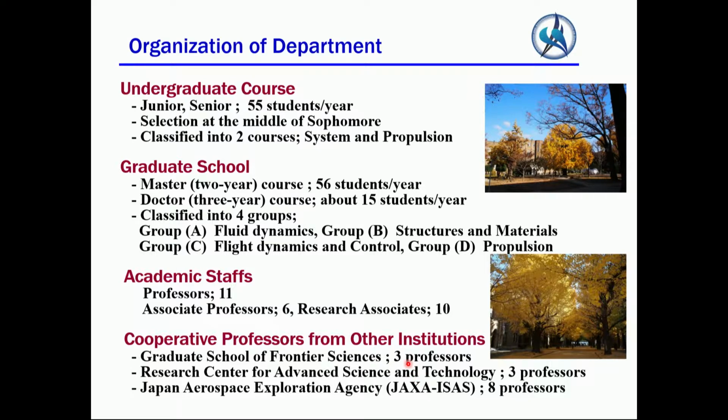So for me, I have two or three master students per year. And my associate professor also 2 or 3. So it means we have 5 or 6 master course students per year. So first year and second year, we have about 10 master students in my laboratory.